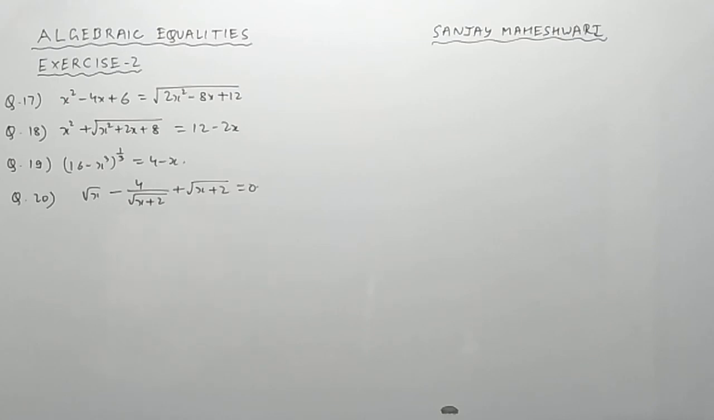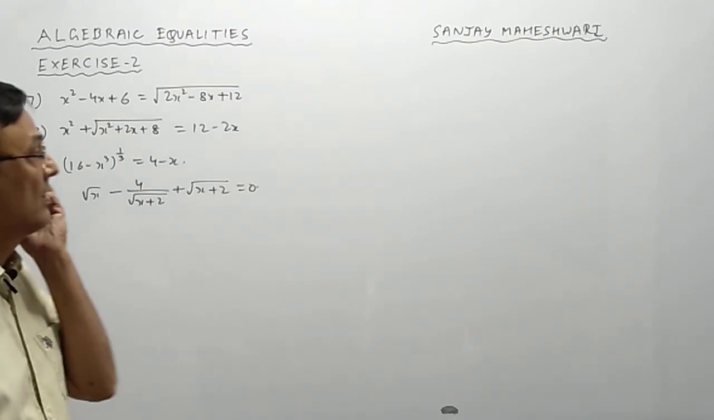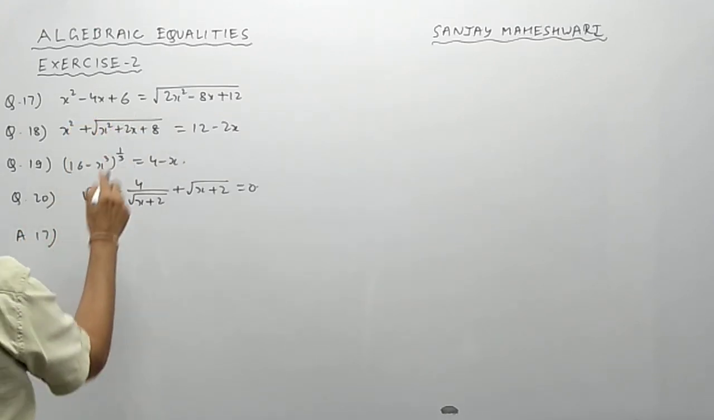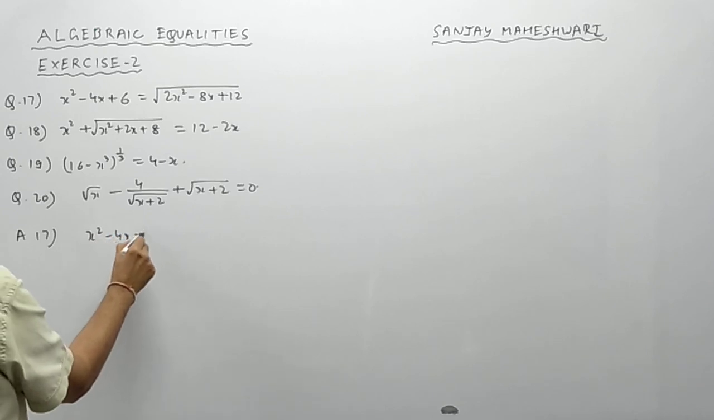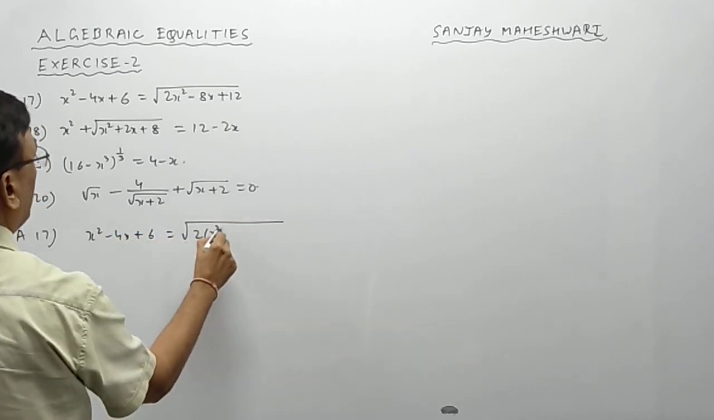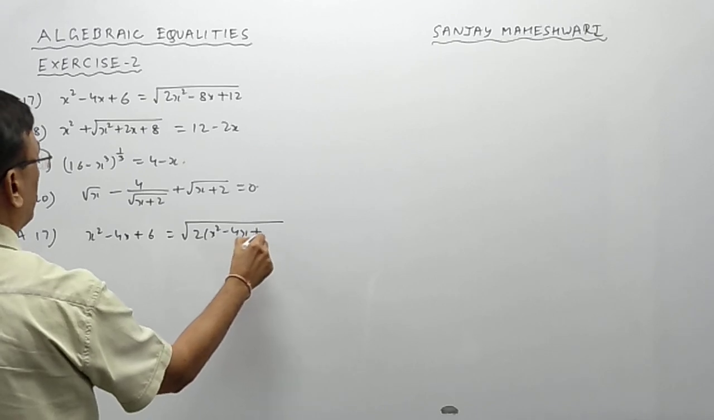Today, once again we are going to discuss 4 questions from exercise number 2 of algebraic equalities. So in the first question, let us check how we can proceed. x square minus 4x plus 6 equal to 2x square minus 4x plus 6.